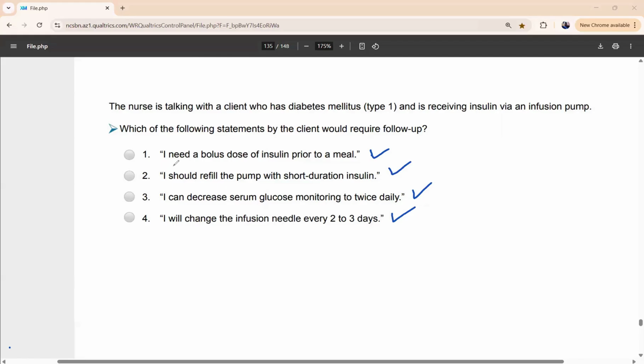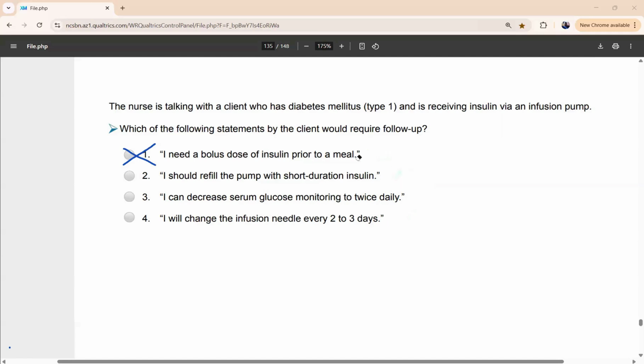Now, this is the statement right here. I need a bolus dose of insulin prior to meal. That is the patient's statement. I need what? A bolus dose of insulin prior to meal. So now the thing that you're asking yourself is, do we take insulin alongside a meal? Because a bolus dose of insulin prior to meal, right? Do we take insulin alongside a meal? The answer is yes. So this doesn't require what? Follow-up, right?